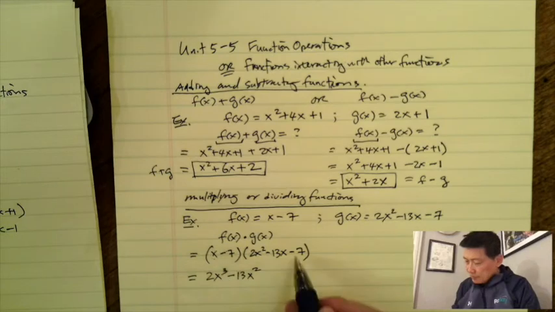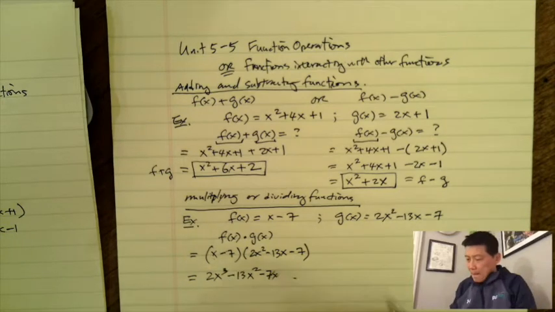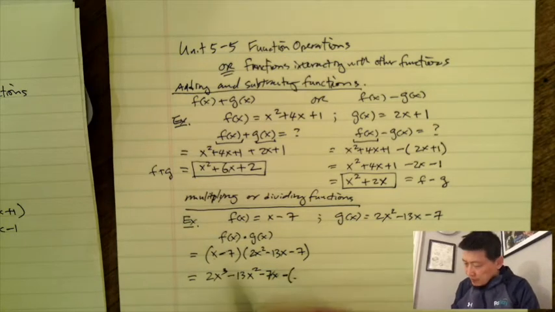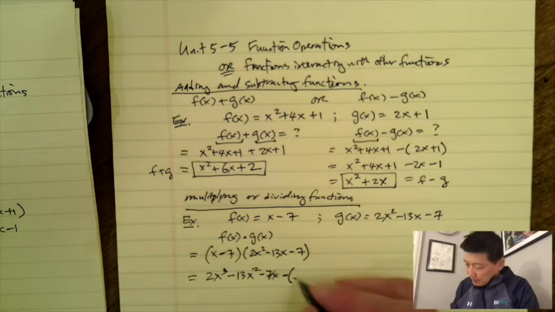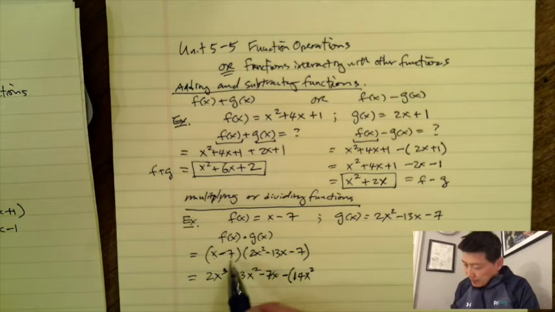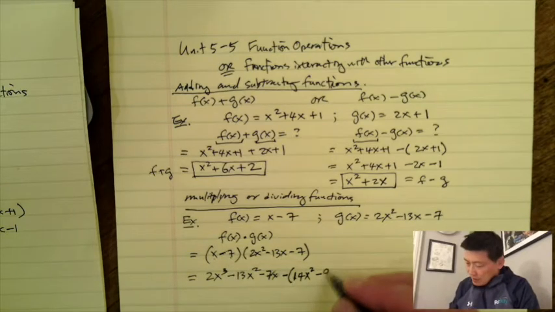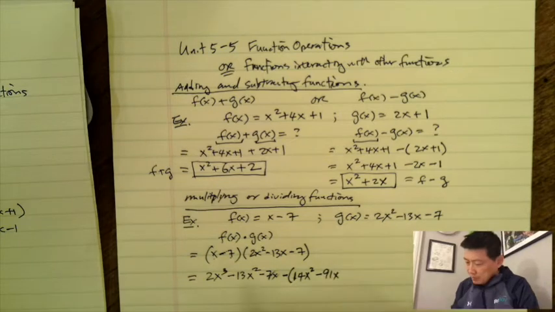X times negative 7 is negative 7x. Well, there's a minus here, so it's minus. Put a parenthesis around. 7 times 2x squared is positive 14x squared. 7 times negative 13x is negative 91x. 7 times negative 7 is negative 49.